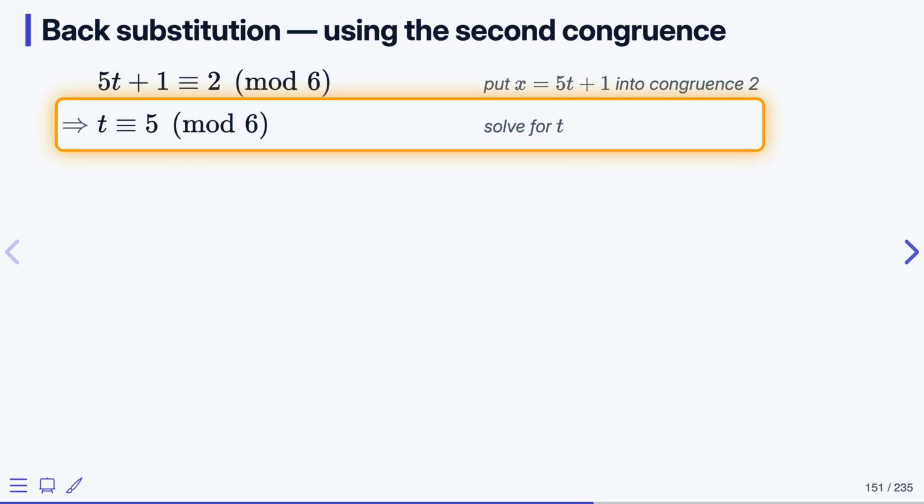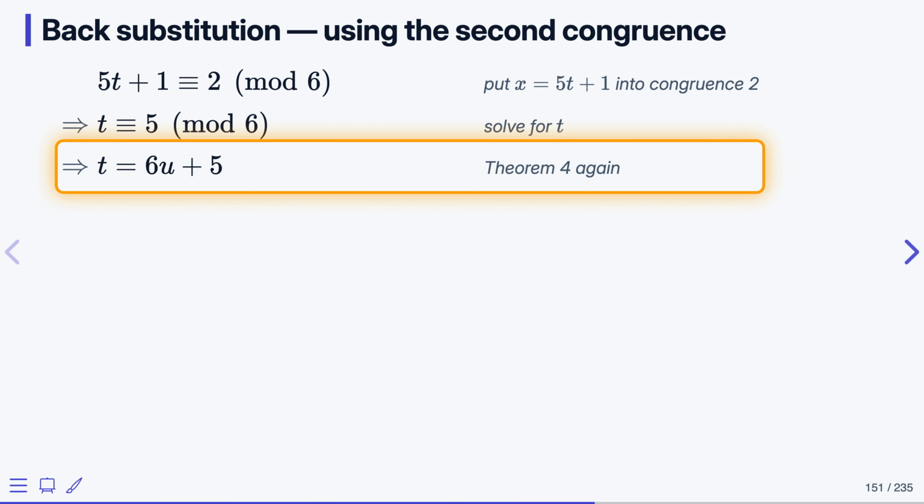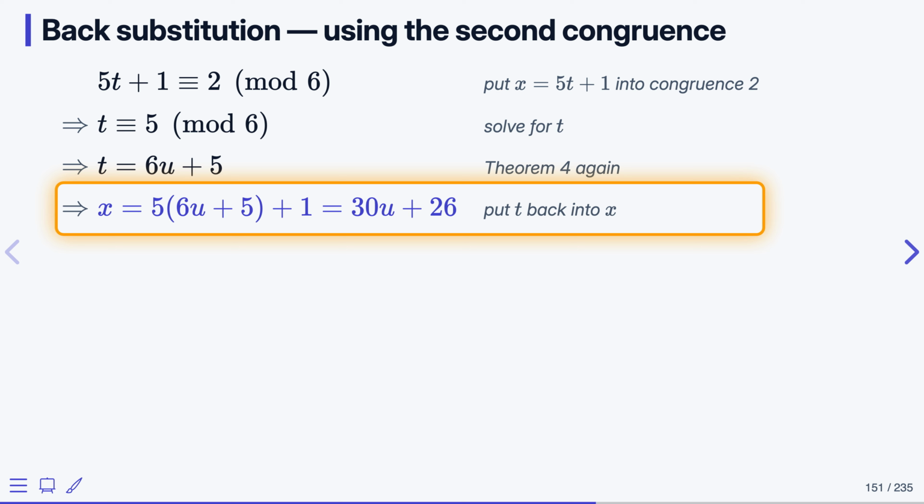Step 1. Solve for t. 5t is congruent to 1 mod 6, and 5 times 5 is 25, which is congruent to 1. So t is congruent to 5 mod 6. Step 2. Use Theorem 4 again. t equals 6u plus 5, where u is a whole number. Step 3. Put that back into x equals 5 times (6u plus 5) plus 1. Multiply out: 30u plus 25 plus 1, which is 30u plus 26.